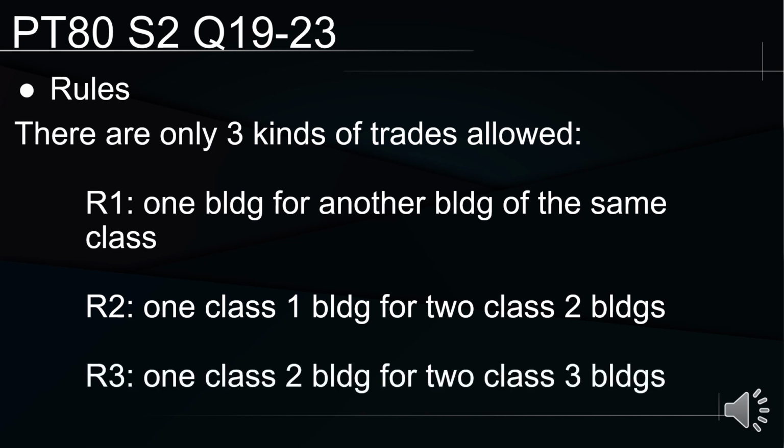And finally, Rule 3, the third and last kind of trade that is allowed. Just like the relationship with 1 and 2, it takes 2 Class 3 buildings to purchase 1 Class 2 building. So these are the ratios. Again, a pretty simple setup. Same class, you can do a 1-for-1 trade, but if you want to move up a tier, I guess, you have to give up 2 of the lower class building to get 1 of the higher class building. Again, pretty simple here.